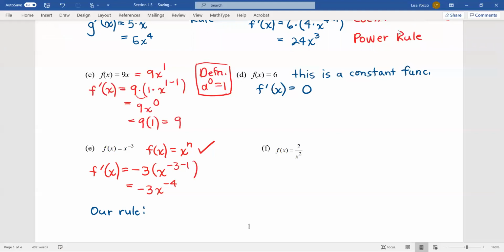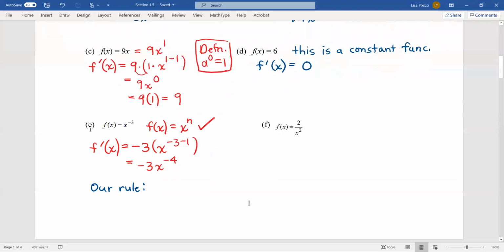I'll say it's our rule. It's my rule. And the book typically is going to tell you how to write the answer. But for me, you can always do this. We're going to leave the answer in the form of the original function or problem.